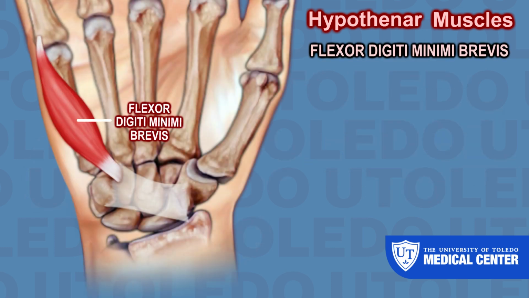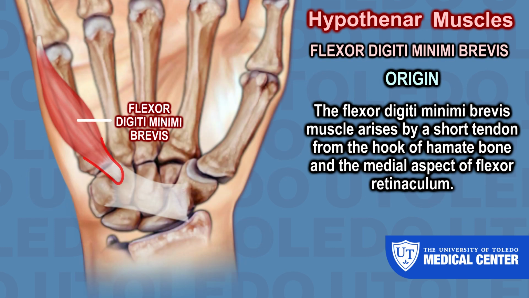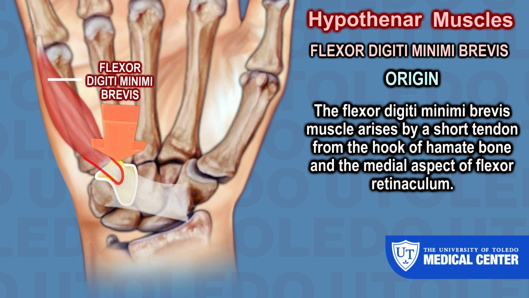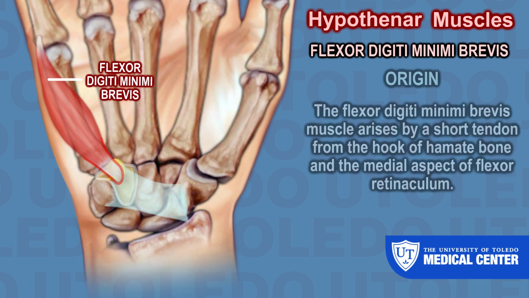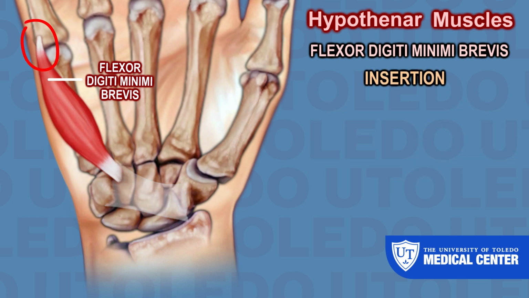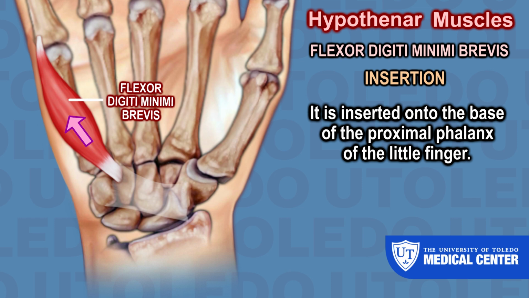The flexor digiti minimi brevis muscle arises by a short tendon from the hook of hamate bone and the medial aspect of the flexor retinaculum. It is inserted onto the base of the proximal phalanx of the little finger.